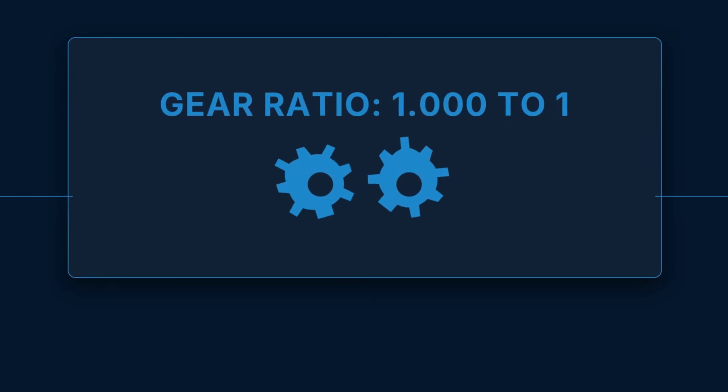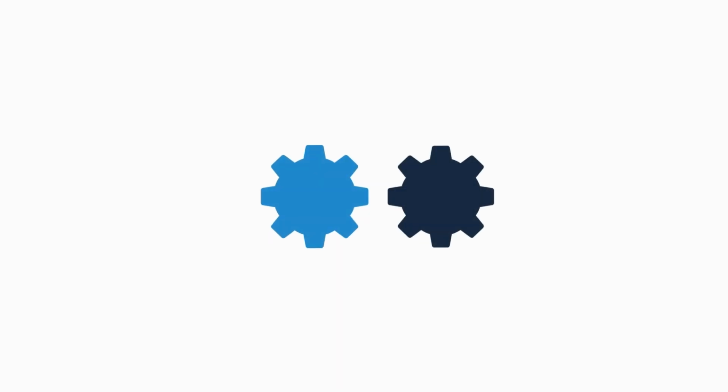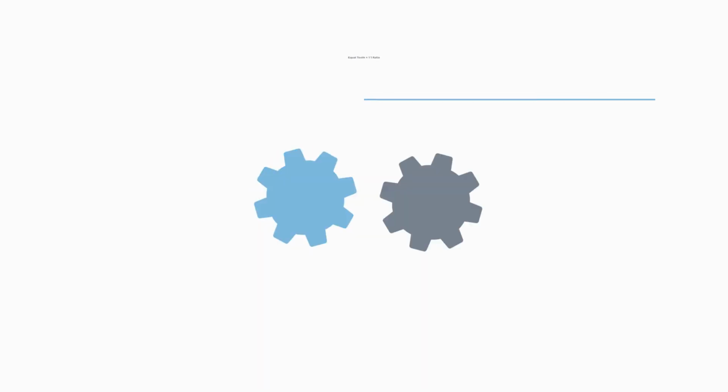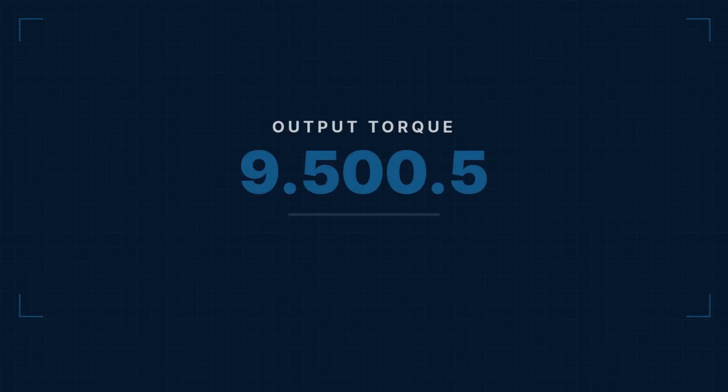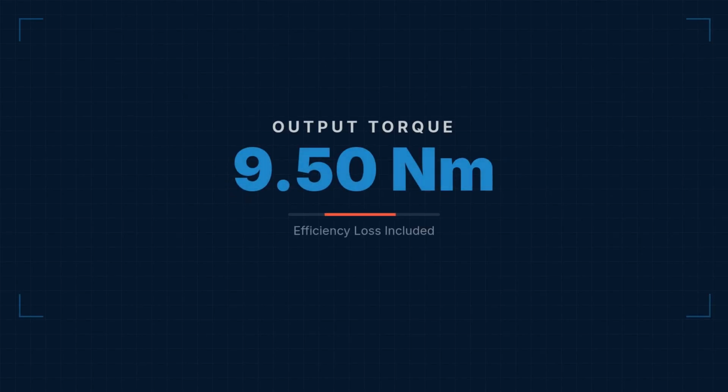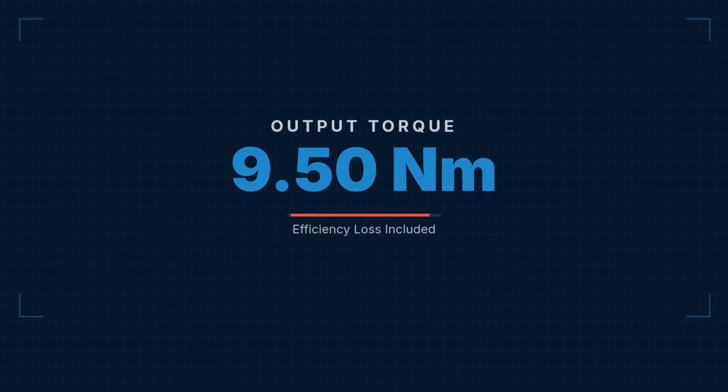The gear ratio is 1000 to 1, which makes sense since both gears have equal teeth. The output speed is 10 RPM, matching our input speed because the gear ratio is 1 to 1. The output torque is 950 Nm, showing a slight reduction from our 10 Nm input due to mechanical efficiency losses.